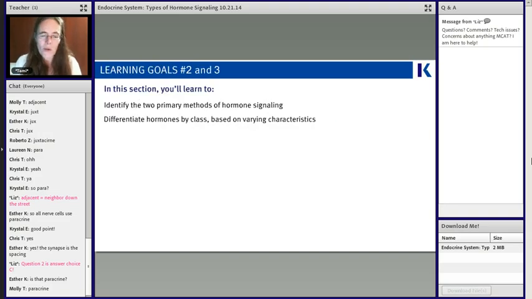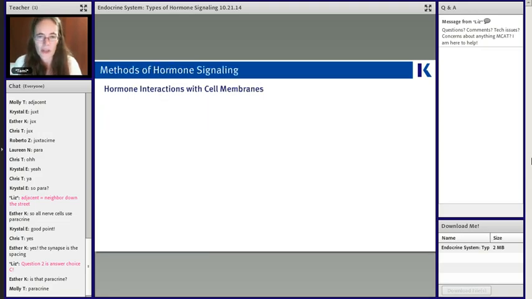Our second goal here is looking at differentiating hormones by class, okay? And this is going to be various characteristics and identifying the two primary methods of hormone signaling. So we talked about other methods, paracrine, autocrine, juxtacrine, but now we're going to talk about different types of hormones, how different types of hormones signal each other.